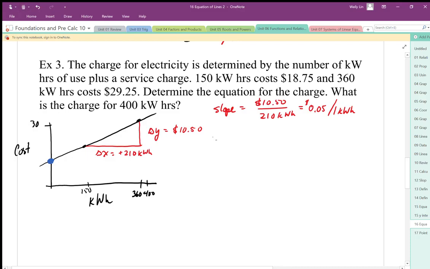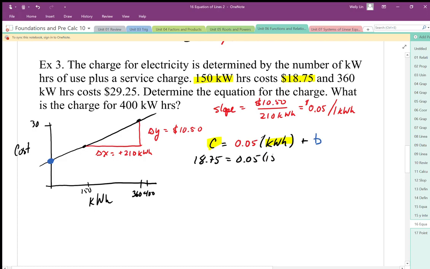So my charge is equal to 5 cents per hour times the number of kilowatt hours plus the y-intercept, which we'll call B. So using an x-y pair, let's use 150, 18.75, and we're going to plug that into our equation and then solve for the only unknown left, which is going to be the B value.